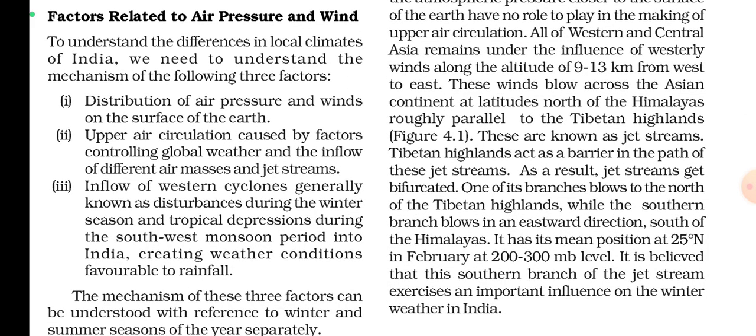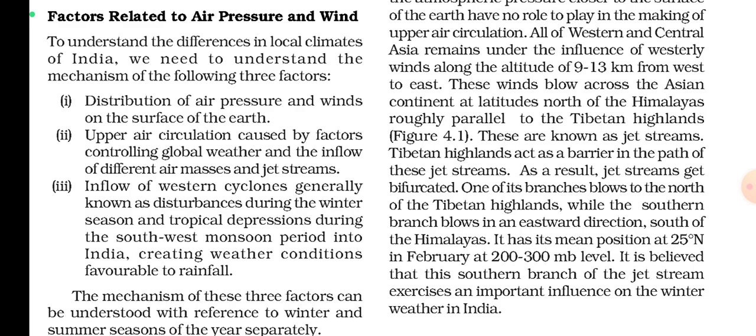Factors related to air pressure and wind. To understand the differences in local climates of India, we need to understand the mechanism of the following three factors: distribution of air pressure and winds on the surface of the earth; upper air circulation caused by factors controlling global weather and the inflow of different air masses and jet streams; and inflow of western cyclones, generally known as disturbances, during the winter season, and tropical depressions during the southwest monsoon period into India, creating weather conditions favorable to rainfall.